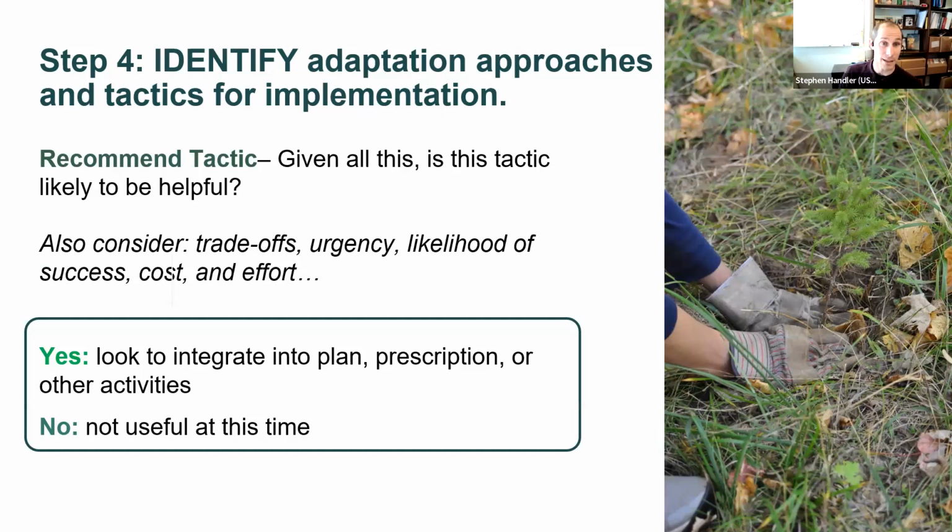And so ideally, you'll all generate a really long list of adaptation tactics, and there will be a subset of them that you don't recommend. And that doesn't have to be time wasted. That can be time that is useful, because then you'll be able to talk about that with your peers, with your supervisors, or with the public.